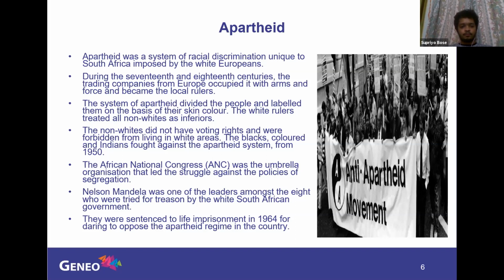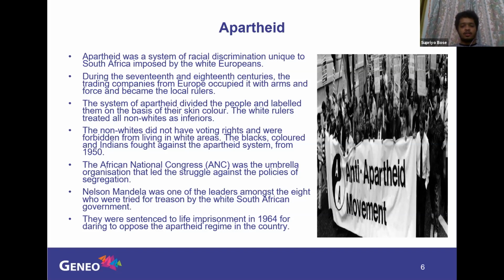Now, the African National Congress was the umbrella organization that led the struggle against the policies of segregation. ये तब बन गया अफ्रीकन नेशनल कांग्रेस. ये अफ्रीकन नेशनल कांग्रेस ने क्या किया? ये एक ऑर्गेनाइजेशन है जो कि इस सेग्रीगेशन के खिलाफ, इस डिस्क्रिमिनेशन के खिलाफ, इस भेदभाव के खिलाफ लड़ना शुरू कर दिया. कि ये लोग ब्लैक है तो क्या हुआ? Maybe these people are black, so what? They can be black but they need the basic rights. These people do need the basic human rights that white people need.